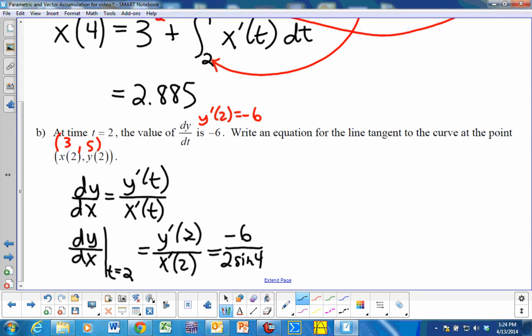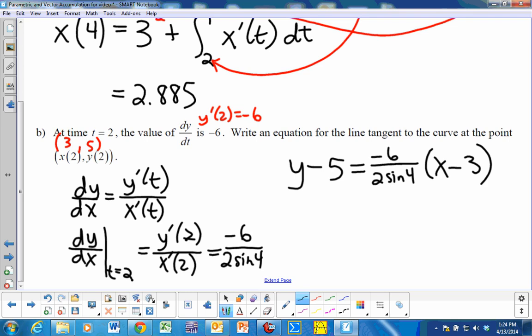So to write my equation, again, unless you're told specifically you need to simplify it or you're trying to match it, leave things pretty much the way they are. So our equation for a line is y minus the y value, which was 5, equals this slope that we just found, so just leave it, times x minus the x value. And then again, if it was multiple choice, then you might have to change your slope to a decimal and move stuff around. But if we don't need to, don't do it.